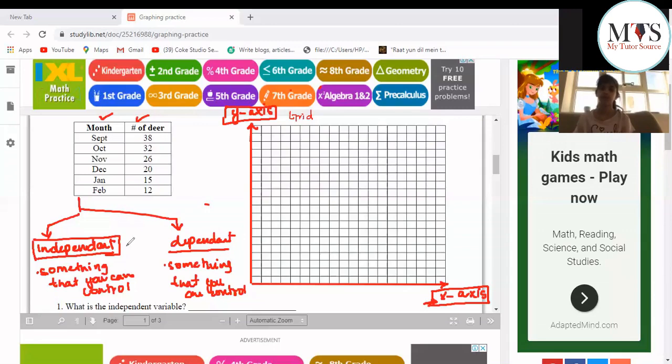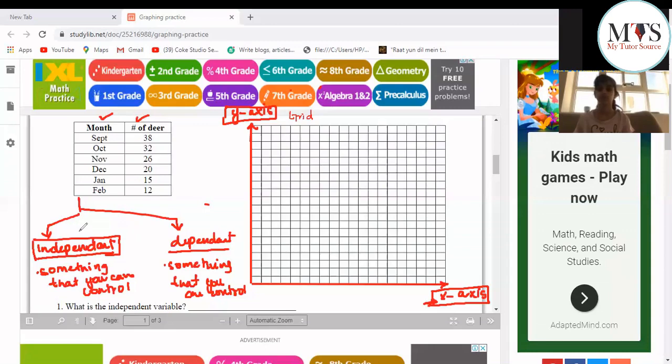Something that you can choose yourself is going to be the independent variable. Now, these are just some terminologies that you have to learn, sweetheart. While you're doing this, you have to learn them. And then once you know them, you move on to the fun part. And what's the fun part? It's making the graph, plotting different points.